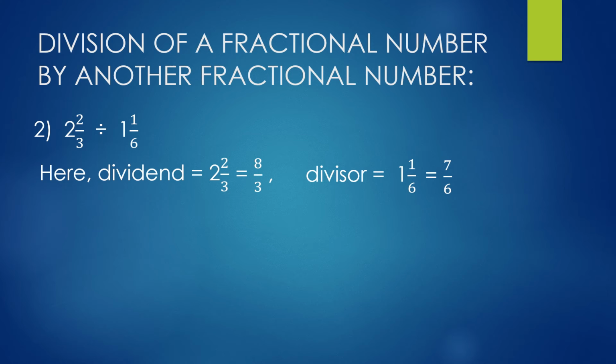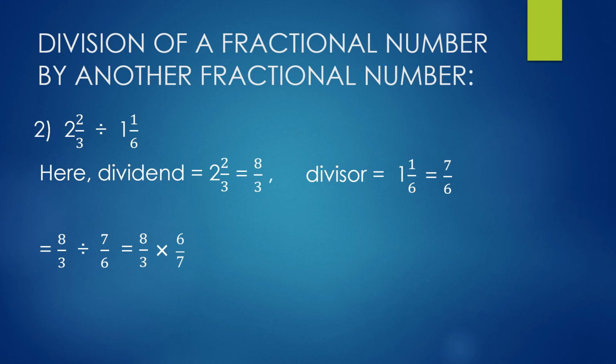So the divisor is equal to 7 upon 6. If we convert mixed number into improper fraction, then the next step is 8 upon 3 divided by 7 upon 6. To divide, first change division sign to multiplication sign and multiply by the reciprocal of divisor. So write down 8 upon 3 as it is. Then change division to multiplication. So write down multiplication sign. And the reciprocal of the divisor 7 upon 6 is 6 upon 7. So write down 6 upon 7.